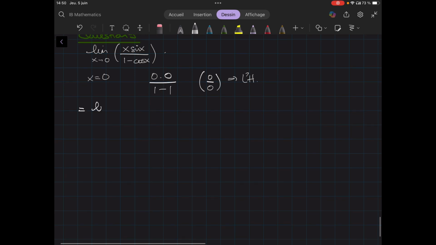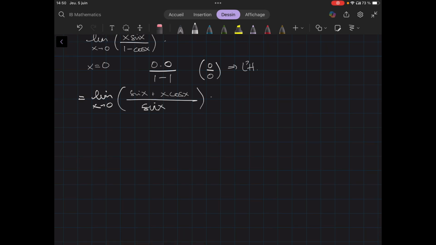If L'Hopital can be used, we're going to differentiate the numerator. That will give you sine of x plus x cos of x. We can also differentiate the denominator, sine of x. The first application of L'Hopital's rule still leaves us with an indeterminate form. Still in the 0 divided by 0 form. So we're going to use L'Hopital a second time.